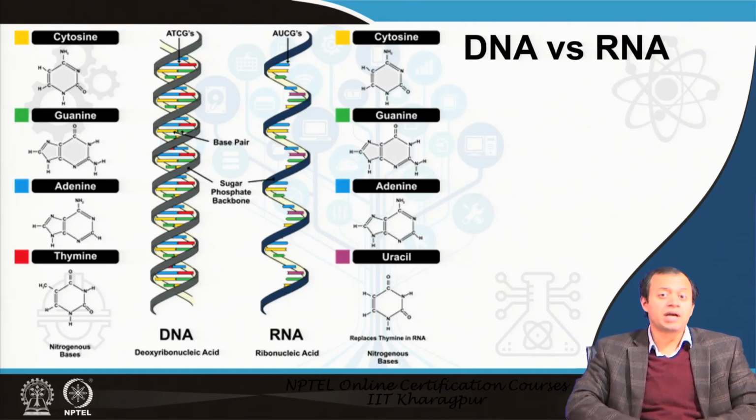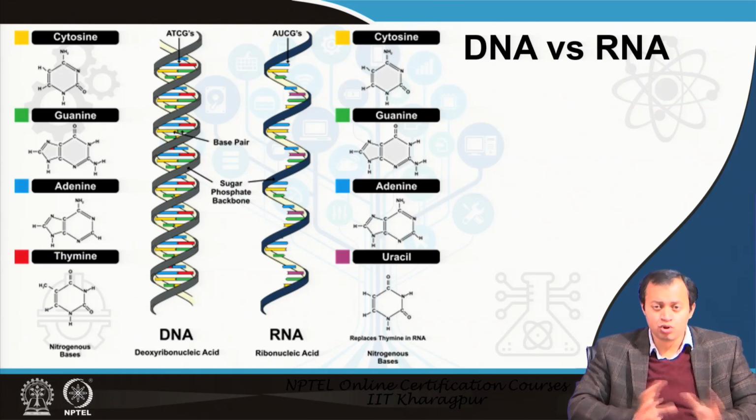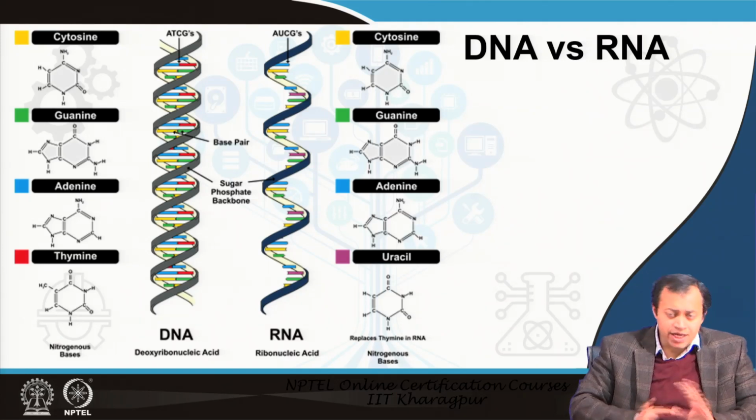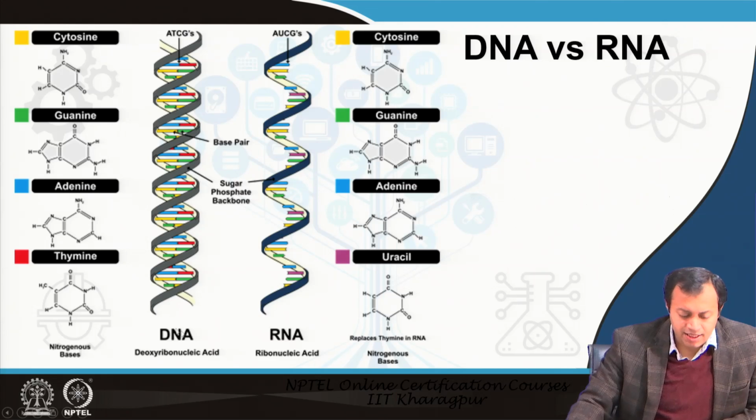Now, there were two candidates. They figured out that there are two types of nucleic acids available in most eukaryotic cells, one being DNA and another being RNA. They are quite similar to one another. It is just that in DNA, one of the nitrogenous bases is thymine, whereas in RNA, one of the nitrogenous bases is uracil. The rest of them are common.